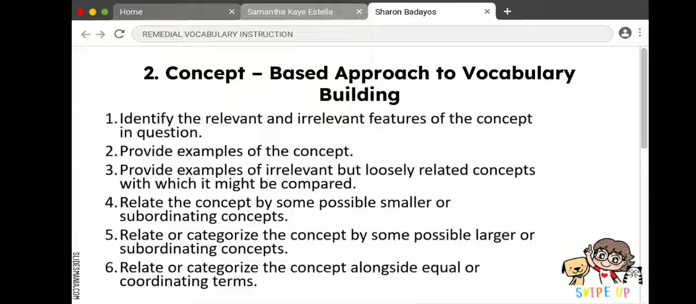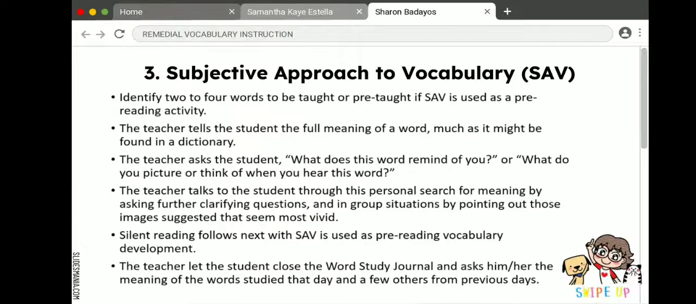And then lastly is relate or categorize the concept alongside equal or coordinating terms, such as the other planets. So the third approach is the subjective approach to vocabulary, or the SAV. So first, identify 2 to 4 words to be taught or pre-taught if SAV is used as a pre-reading activity.